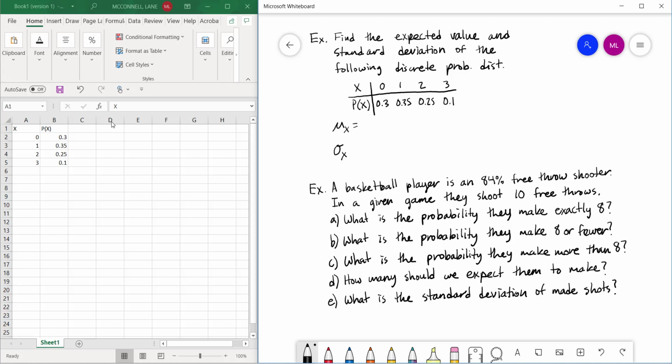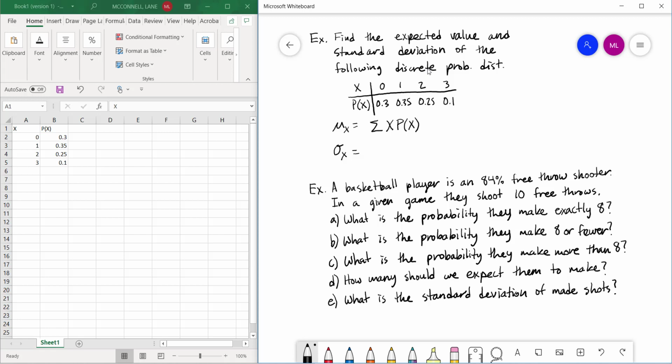So you'll recall that mu sub x is the notation we use for the mean or expected value of a probability distribution with random variable x, and sigma x is the standard deviation of that same thing. So if you look at mu sub x, the formula for this is we sum up all the x values times their associated probabilities, p of x values.